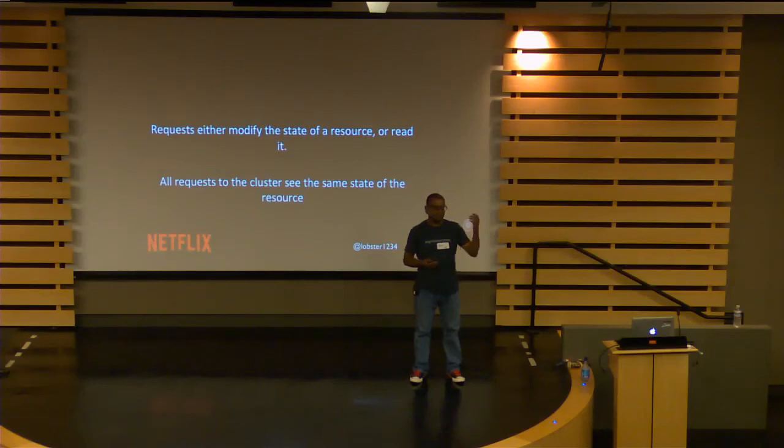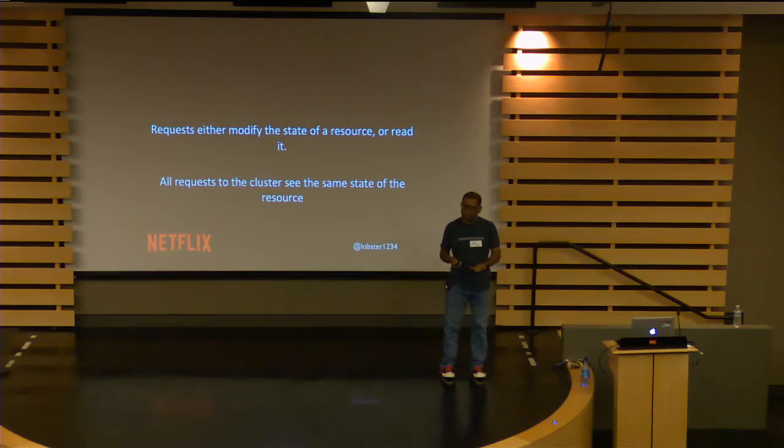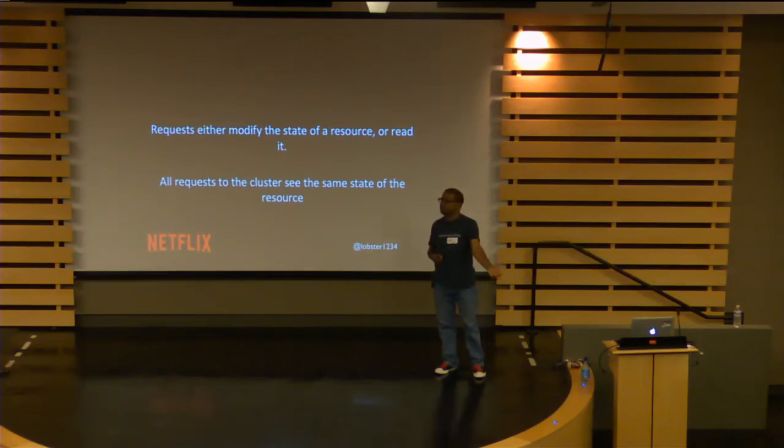because state is basically what a resource looks like. We talked about tables, we talked about rows, let's talk about columns. Those things in those columns, that's what state is, right? So requests can either modify the state of a resource or read it. They can only do two things, right? By the way, deletion is a modification of the state. And then all requests on the cluster see the same state of the resource. And this is very important.